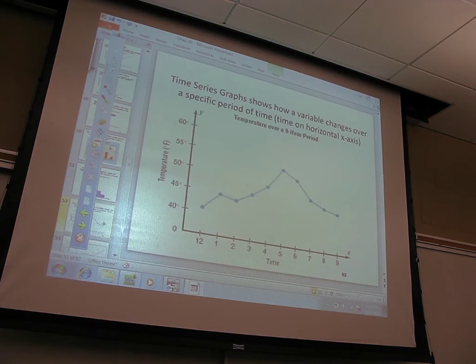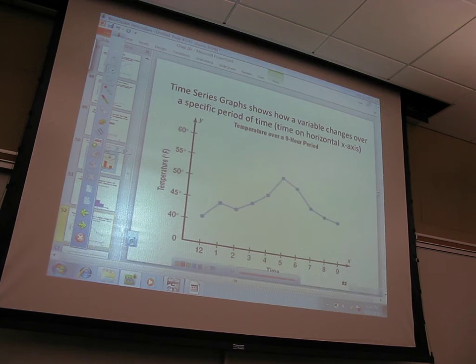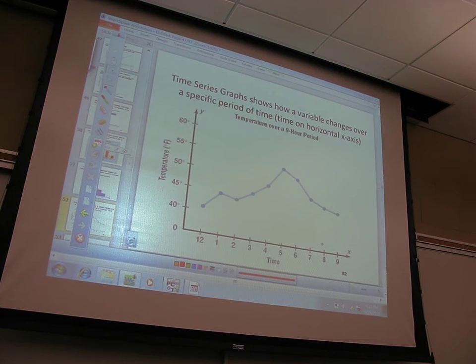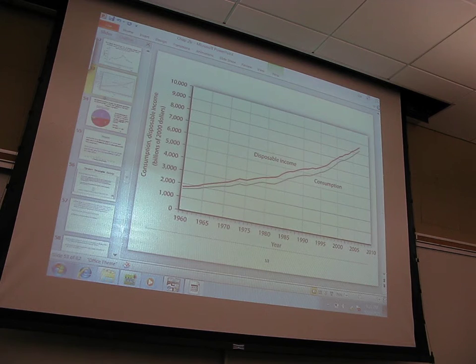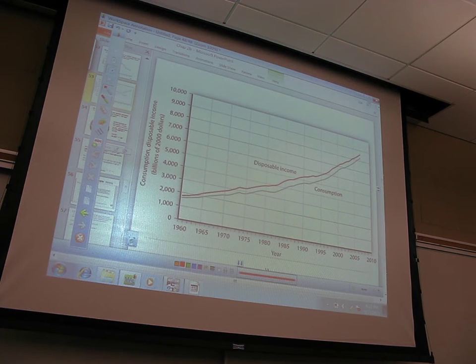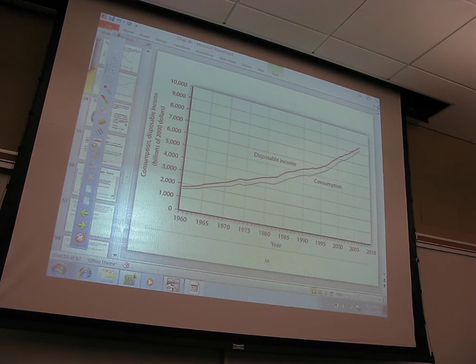Okay. And then we have time series graphs. That shows how a variable changes over time. Time is pretty much always on that x-axis. And I'm sure you guys are familiar with those. Sometimes you can show more than one thing on there as well.